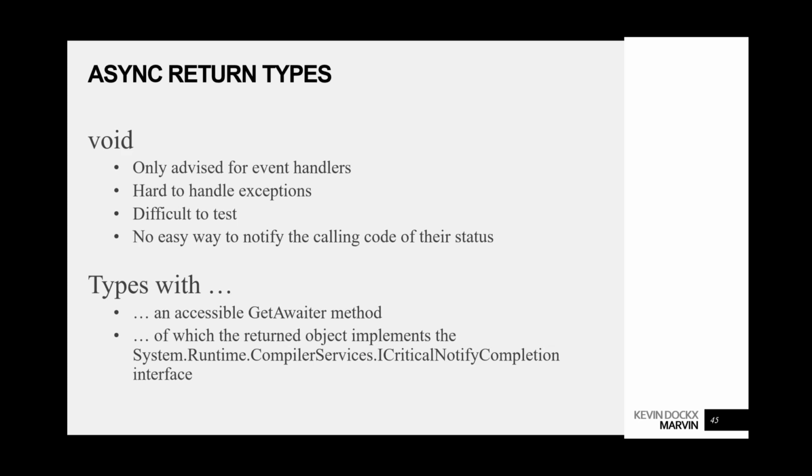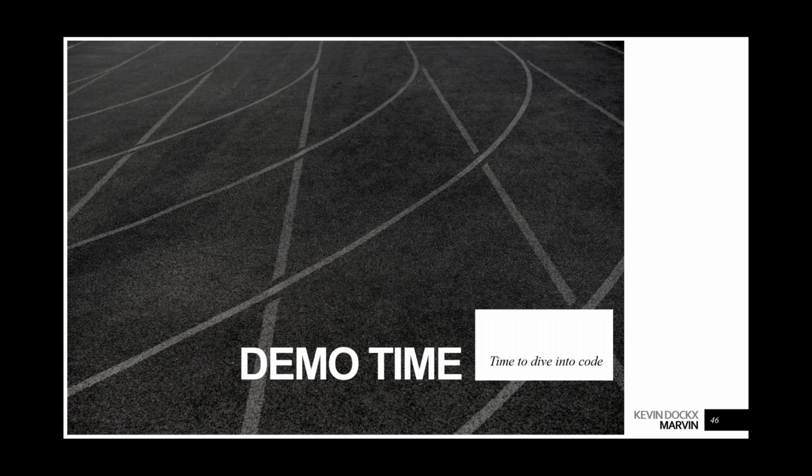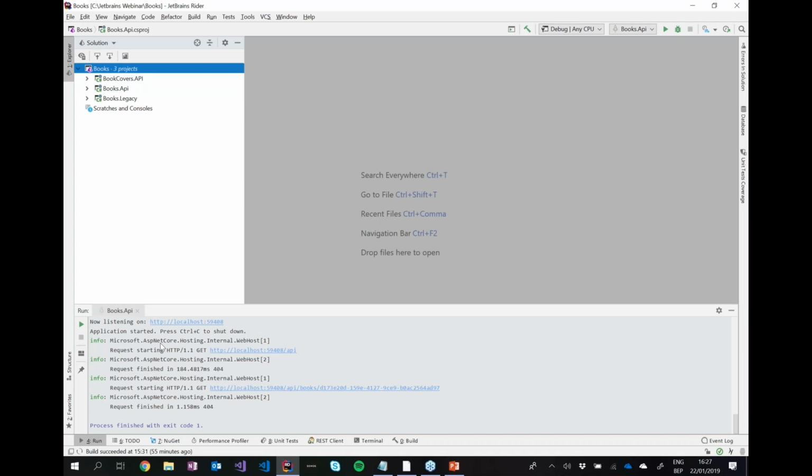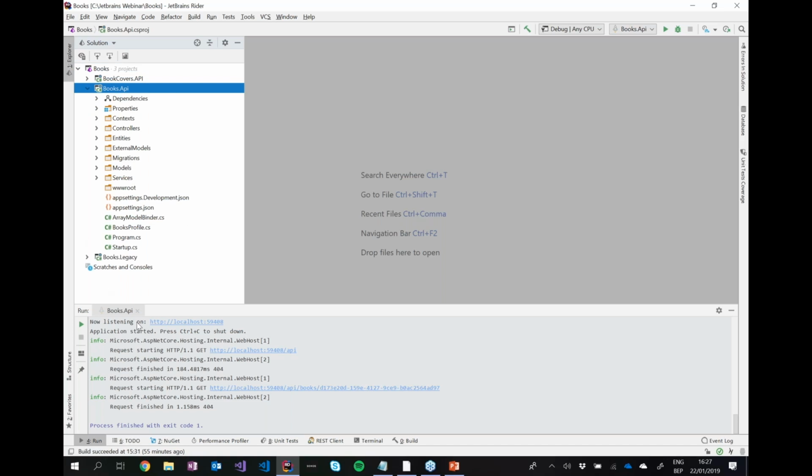Okay, and with that, it's finally demo time. So let's have a look. All right. I have a starter project here, which contains a starter solution which contains 3 projects. The main one we're going to be working with is books.api. I'm going to ignore bookcovers.api and books.legacy for now. We'll get to that later on.